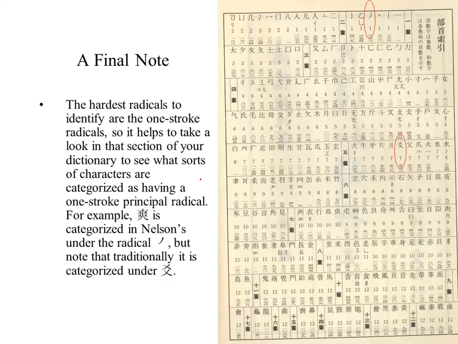And one dictionary to the next may differ in its opinion of how that character should be categorized. So, for example, this character, sawayaku, is categorized in Nelson's under this one-stroke radical. But traditionally, for example, in the Daikanwa Jiten, which is what we're looking at on the right-hand side of this screen, that character is categorized under that particular radical with 4 strokes. All right. The next lesson will be on radical categories.